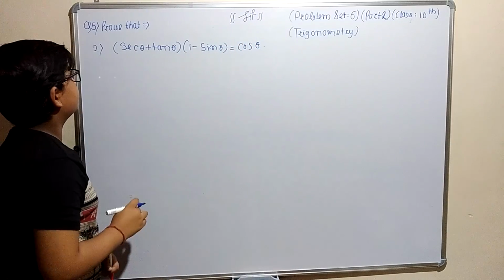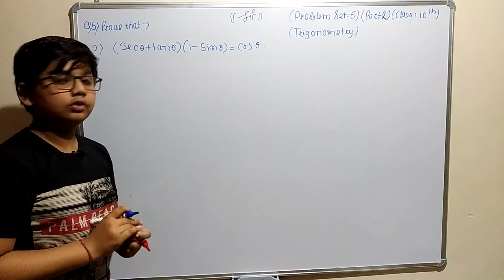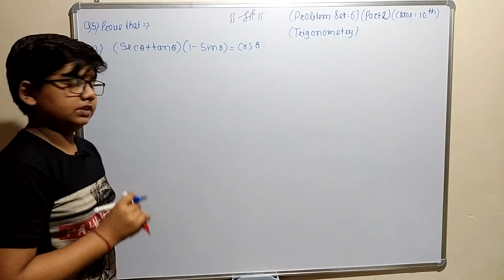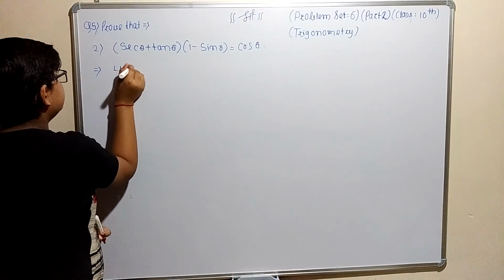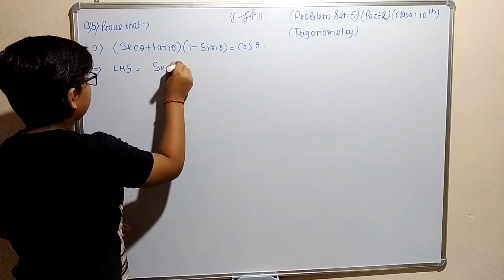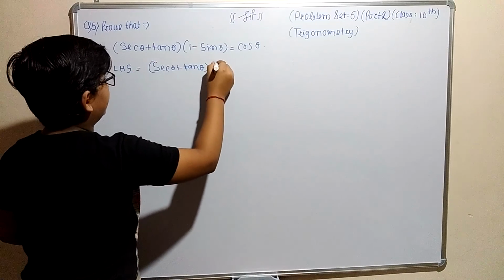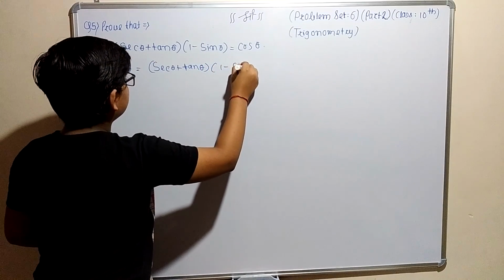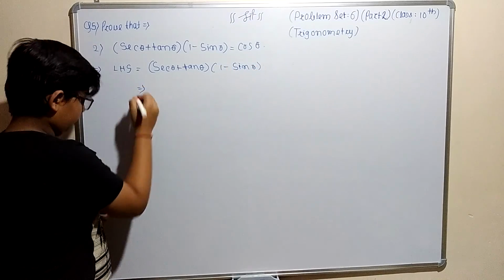Now this is the next question: (sec theta plus tan theta) into (1 minus sin theta) equals cos theta, and we have to prove this. Now we will write LHS. LHS is (sec theta plus tan theta) times (1 minus sin theta). Now we will solve it.